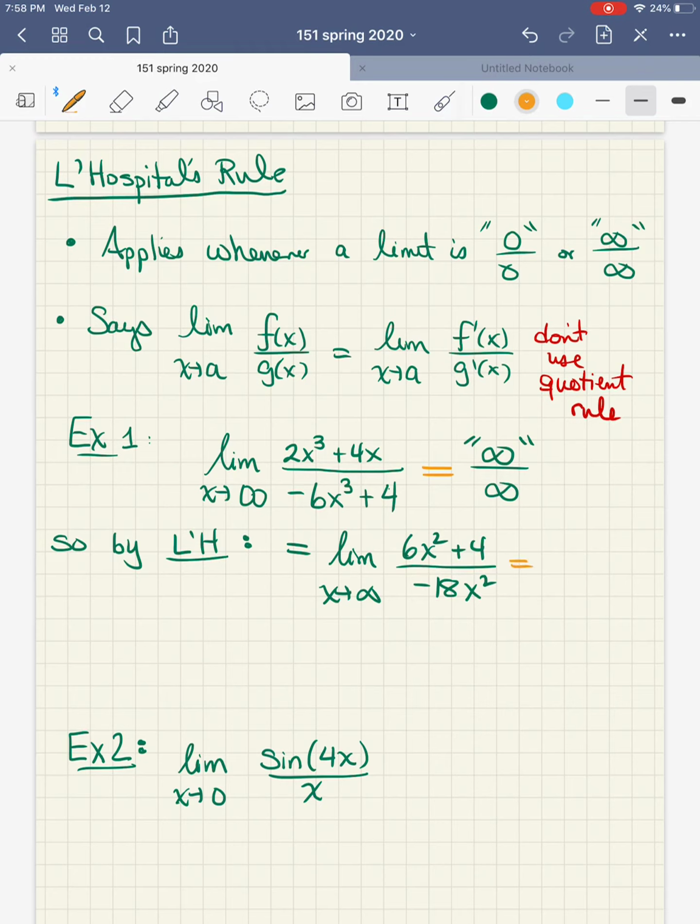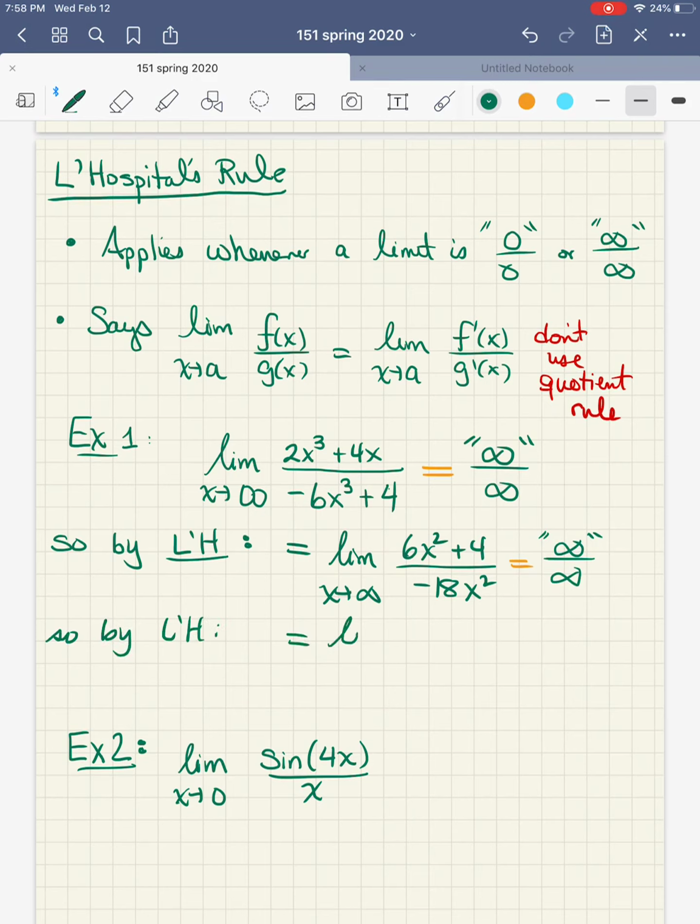Well, if I plug in infinity, I still get an infinite number on top and an infinite number on the bottom. And so I'm going to write again that I'm going to get infinity over infinity. So I can use L'Hopital's rule one more time.